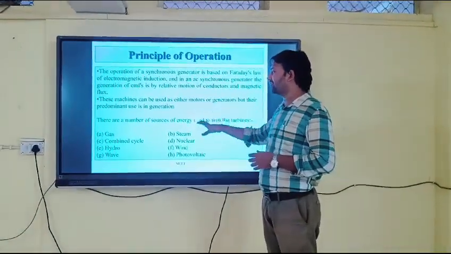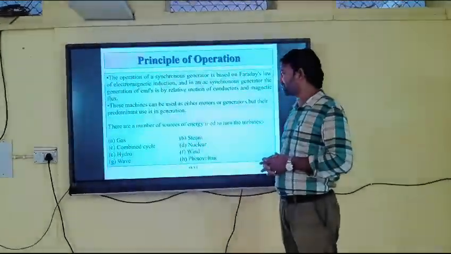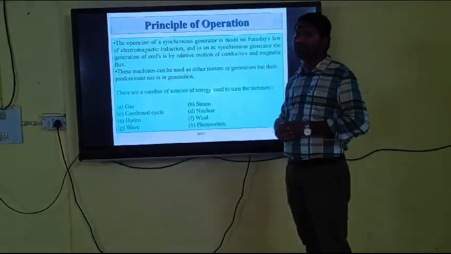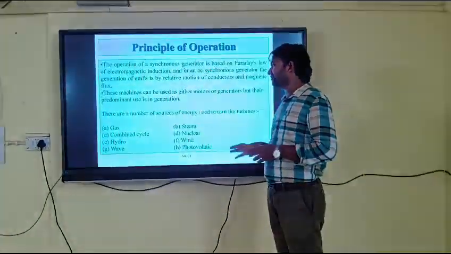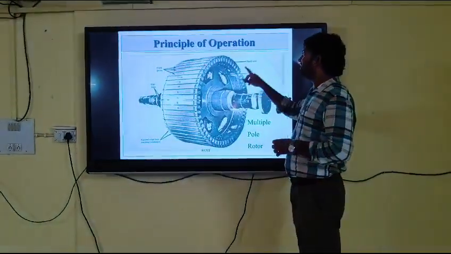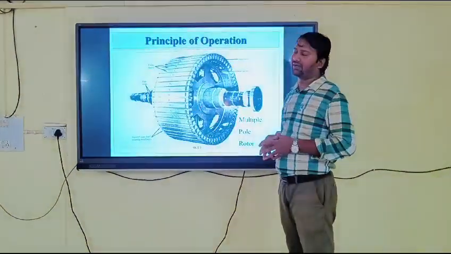An alternator is used in many industries, such as gas, hydro power plant, steel power plant, and nuclear power plant. So there are so many uses of an alternator. We will go to the next slide. This is the internal structure of the alternator.